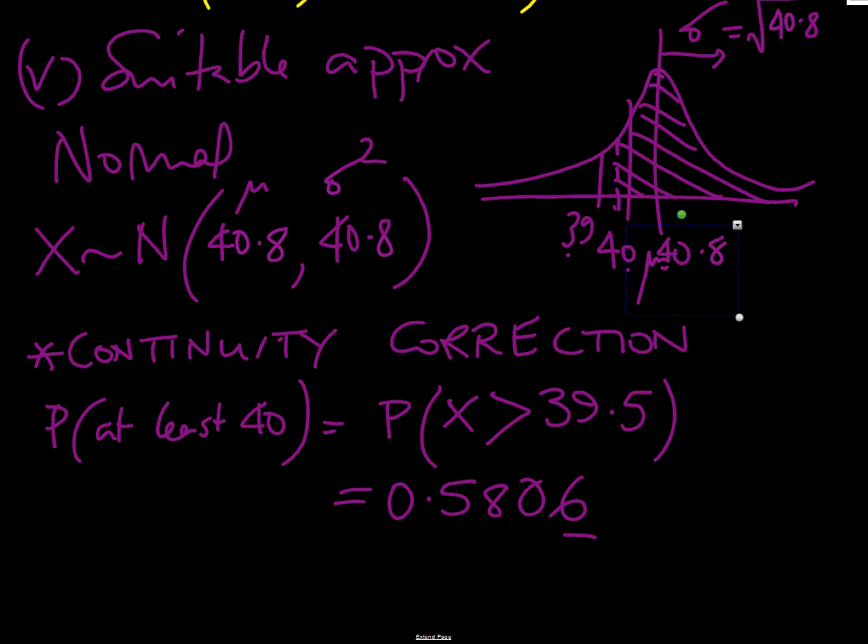0.5806. I would quote it like that and leave it with 4dp. I don't think it's as reliable as that, but it was remarkably reliable because I did the Poisson calculation and it came out as 0.57. So there we are.